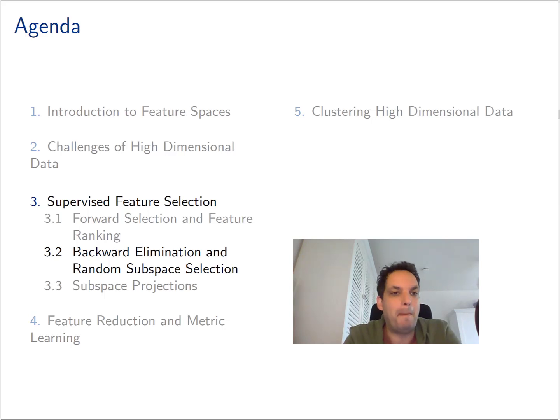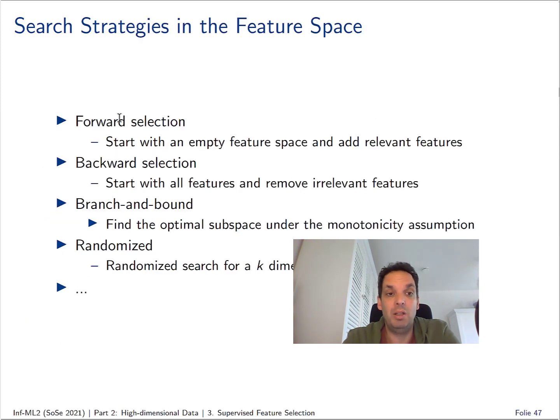Yeah, next up is backward elimination actually. Well, random subspace selection, as it is stated here, is actually 3.3 subspace projections. But anyway, we'll talk about backward elimination in the next subsection. Maybe we go back a little bit here to see the big picture.